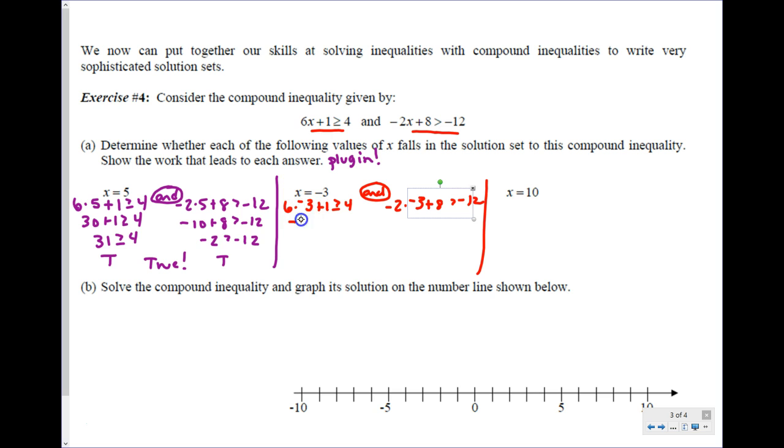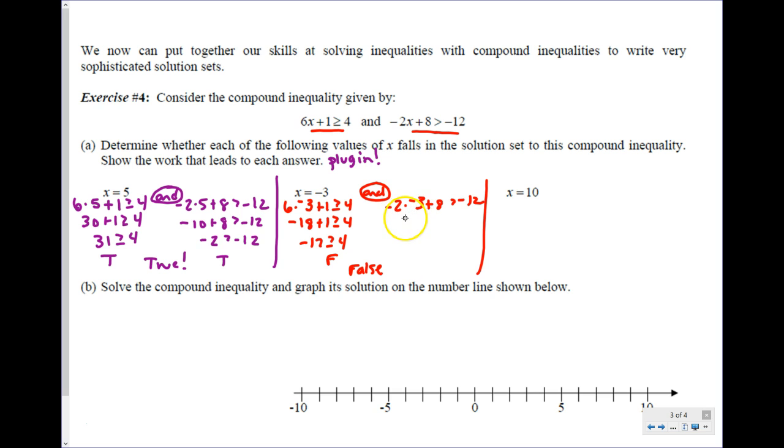6 times negative 3 is negative 18. Bring down the 1 and the 4. Negative 18 plus 1 is negative 17. Is negative 17 greater than or equal to 4? No, that is false. Right away, I know that this is not going to be true because both have to be true, but let's go ahead and finish simplifying the other one.